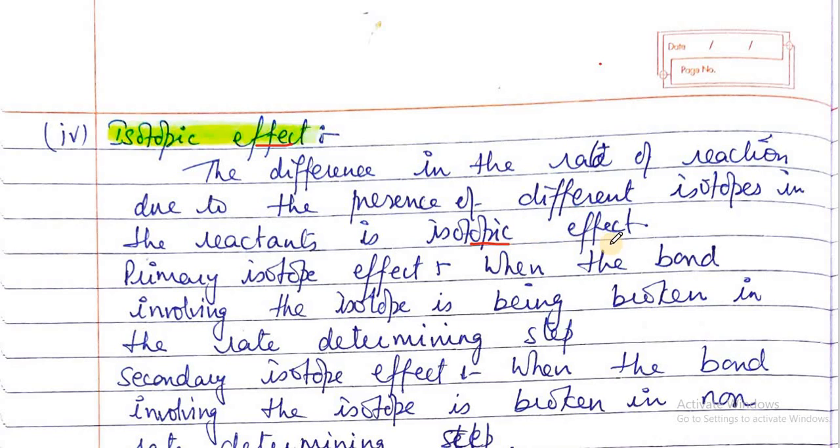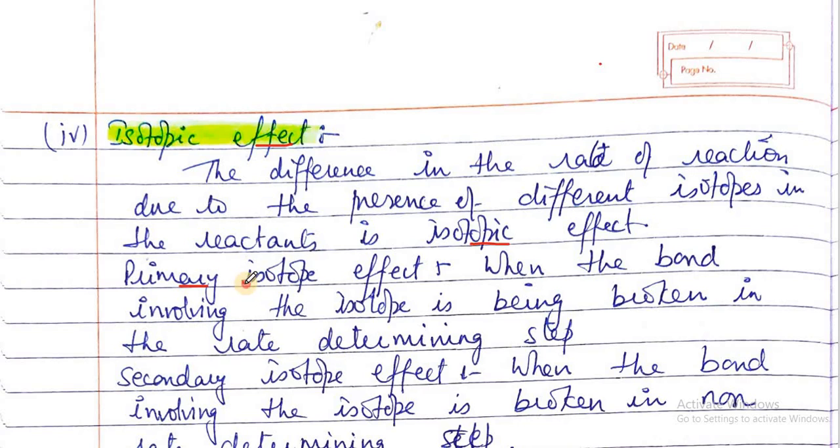If there is no difference in the rate of reaction due to the presence of isotope, then it is not an isotopic effect. If there is a difference, first without presence of isotope and second with presence of isotope, then we say it has isotopic effect. Isotopic effect is of 2 types: primary isotopic effect and secondary isotopic effect. Primary isotopic effect means the bond involving the isotope is being broken in the rate determining step, then we say it is a primary isotope effect.